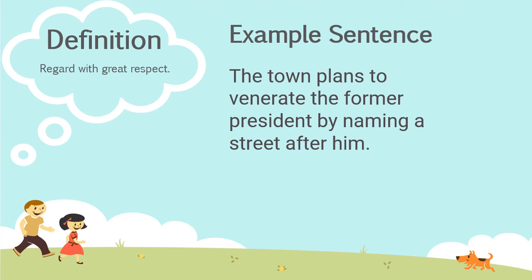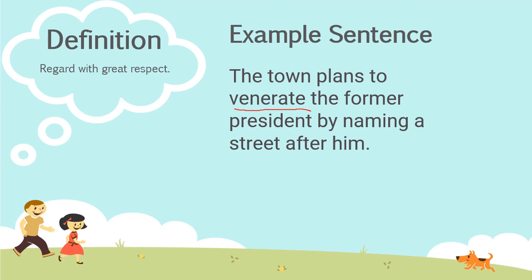So venerate means regard with great respect. You're regarding someone or something with great respect. Yeah. So let's move on to the sentence. The town plans to venerate the former president by naming a street after him. That's how we use venerate in a sentence. The town plans to venerate the former president by naming a street after him.